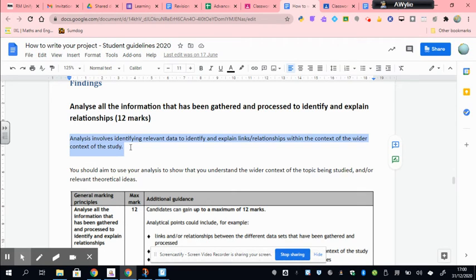You might even want to put some arrows or some annotations onto your graphs or your maps or your photos to draw my attention to the key things that you're then going to discuss.